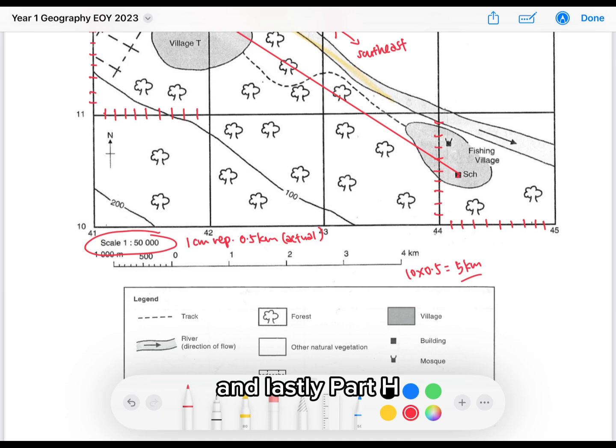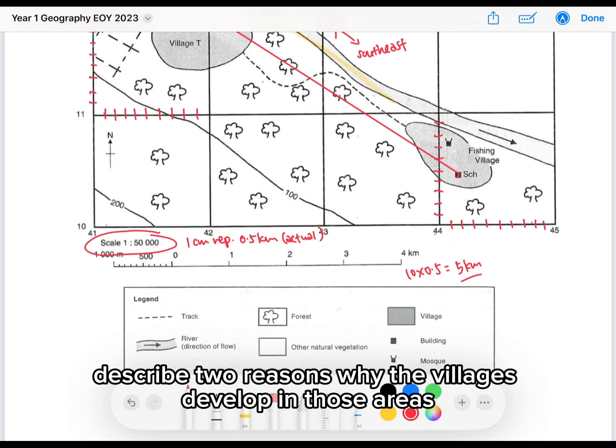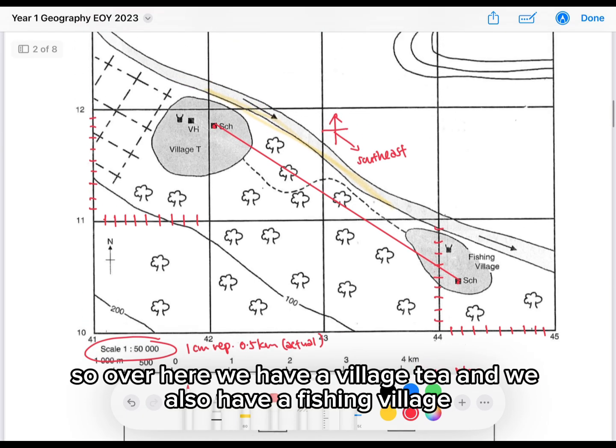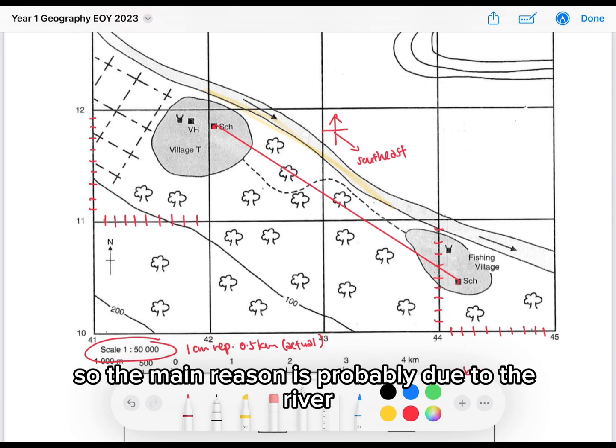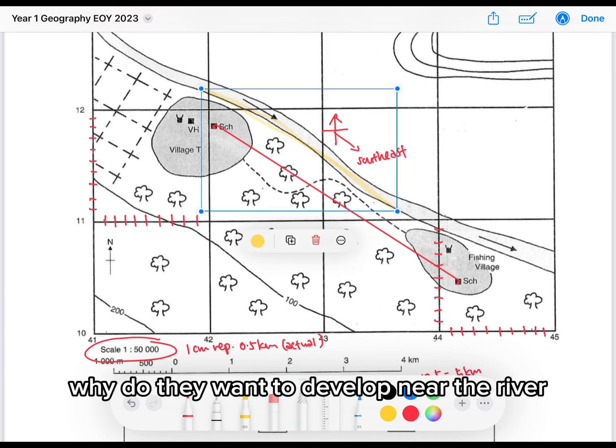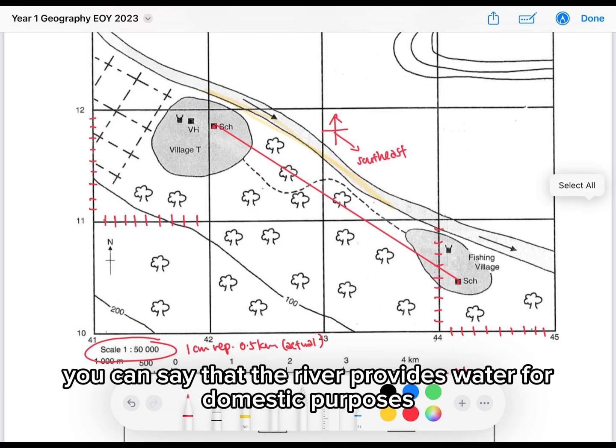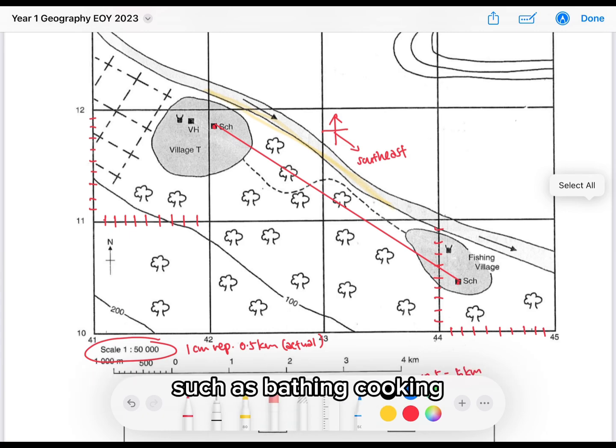And lastly, part H. Using map evidence, describe 2 reasons why the villages developed in those areas. So over here we have village T and we also have a fishing village. So the main reason is probably due to the river. Why do they want to develop near the river? Firstly, you can say that the river provides water for domestic purposes, such as bathing, cooking, cleaning, etc.